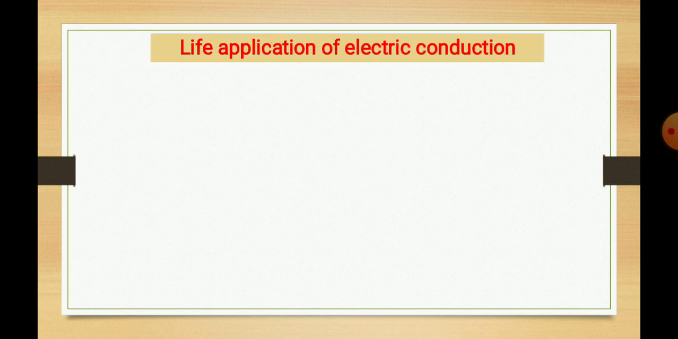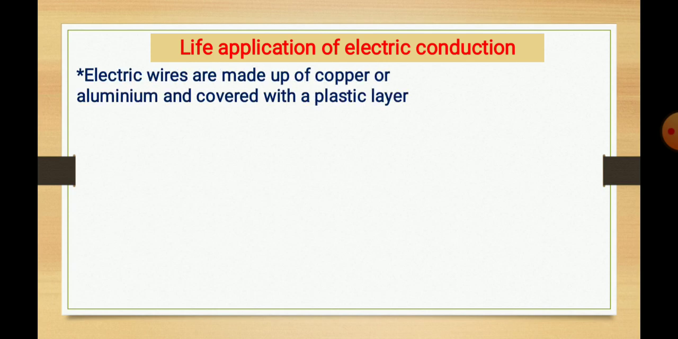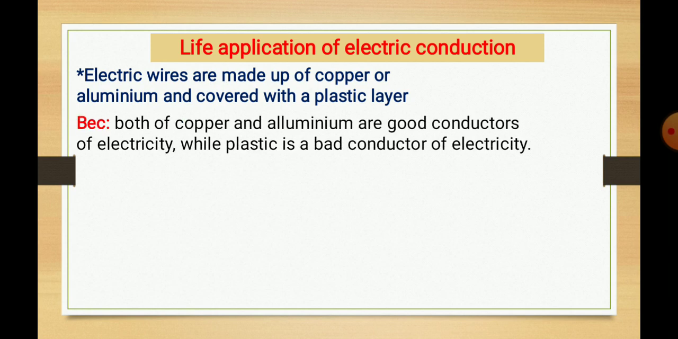What about the life application of electric conduction? Electric wires or cables are made up of aluminum or copper and covered with a plastic layer. Give reason: because both copper and aluminum are good conductors of electricity, while plastic is a bad conductor of electricity, so it protects us from dangers.